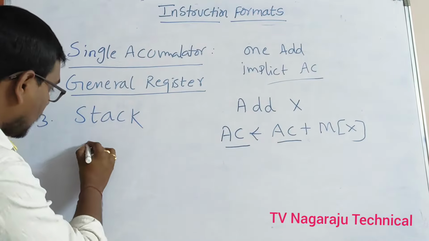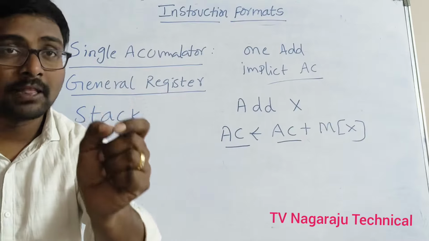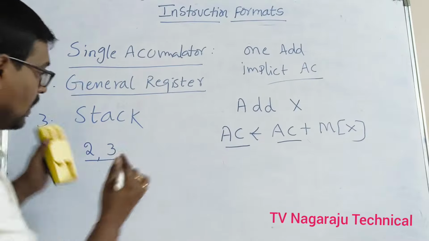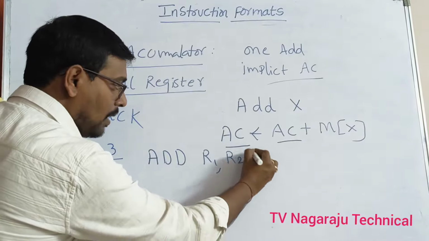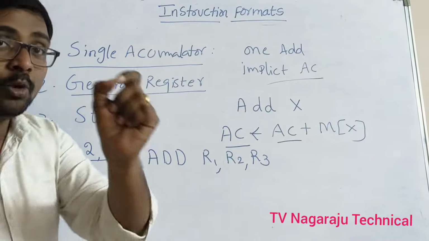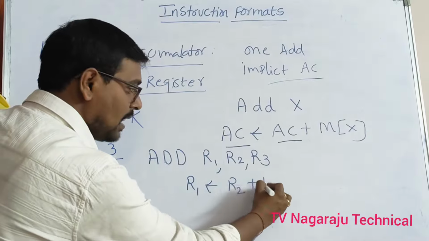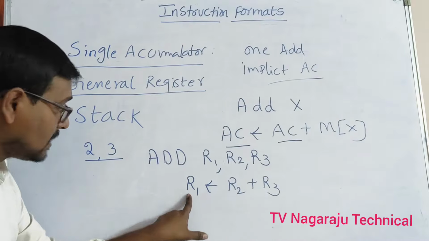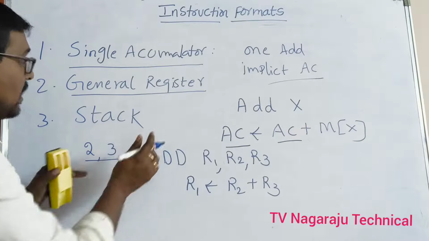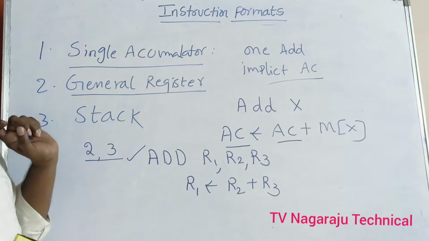The general register organization uses either two address fields or three address fields, depending upon the source and destination registers. Suppose ADD R1, R2, R3. It uses three address fields: R1, R2, R3. What happens here is R1 ← R2 + R3. The contents of R2 and R3 are added and the result is copied into R1. This is general register organization with three address fields. Generally, modern computers use this organization.